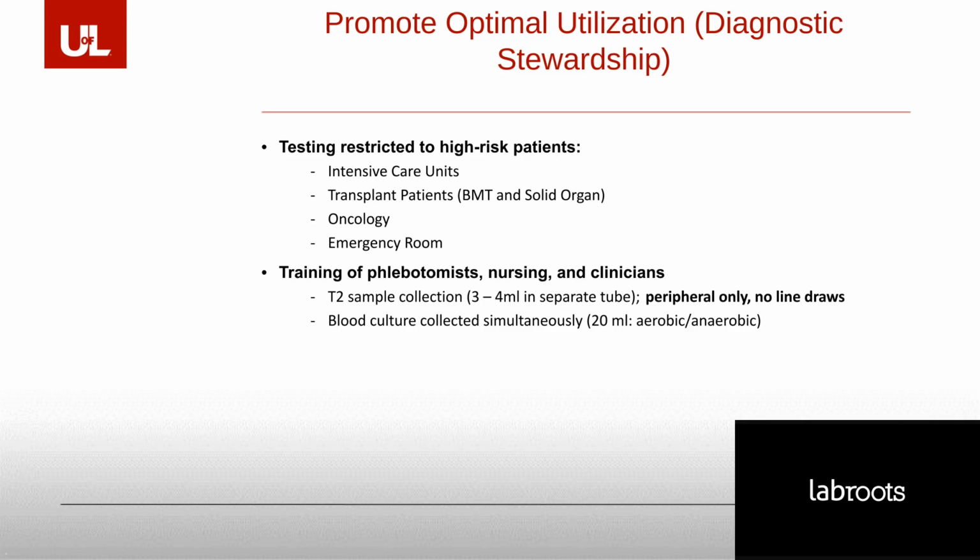And as mentioned previously, the samples of 3 to 4 mil, separate tube, and I emphasize a peripheral blood only, no line draws, and blood culture must be collected simultaneously at the time of the T2. So we collect the blood culture, we collect the T2 at the same time. Once again, a separate container for the T2 sample, and then our standard 20 ml blood volume draw for our blood cultures, aerobic and anaerobic.